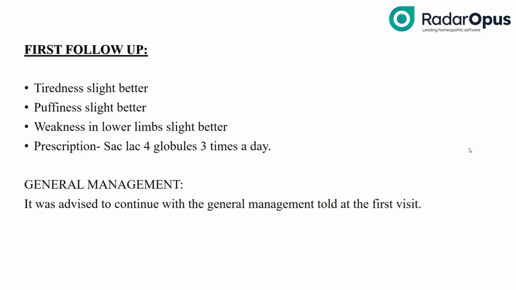In the first follow-up, she told me that her tiredness was slightly better. Her puffiness was also getting slightly better. Her weakness in lower limbs was also slightly better. So I prescribed Saclac 4 globules 3 times a day. And I advised her to continue with the same general management as I told her on the first visit.